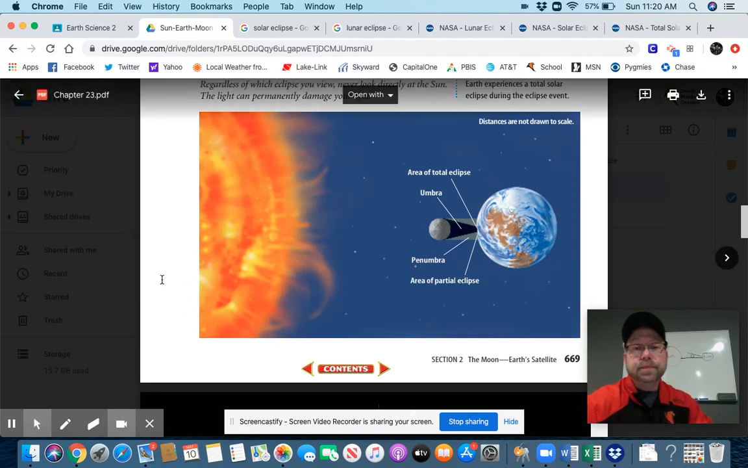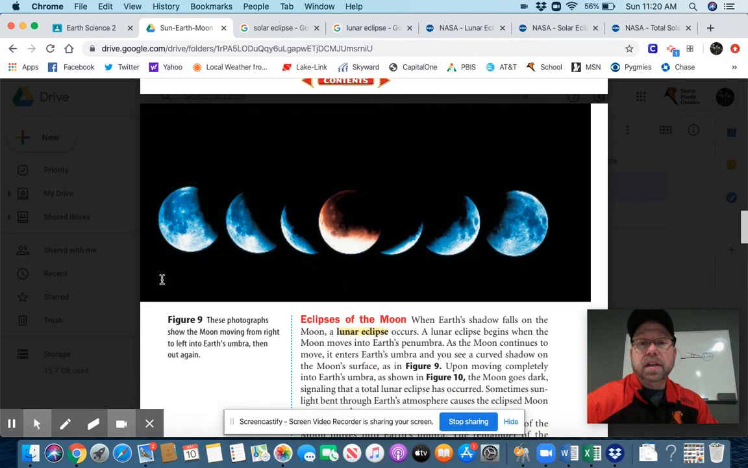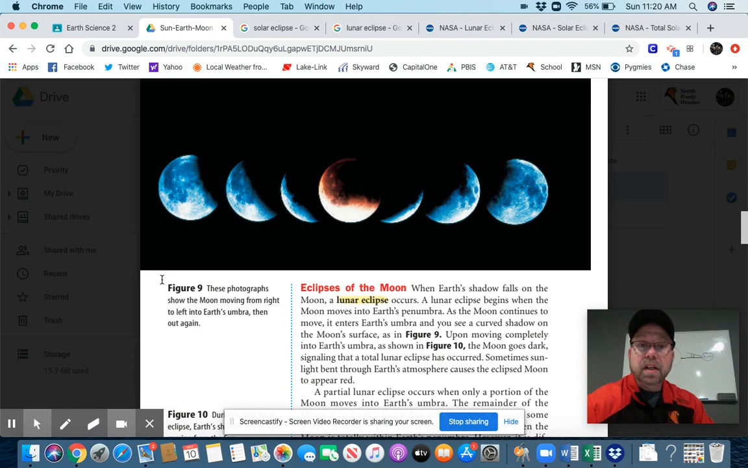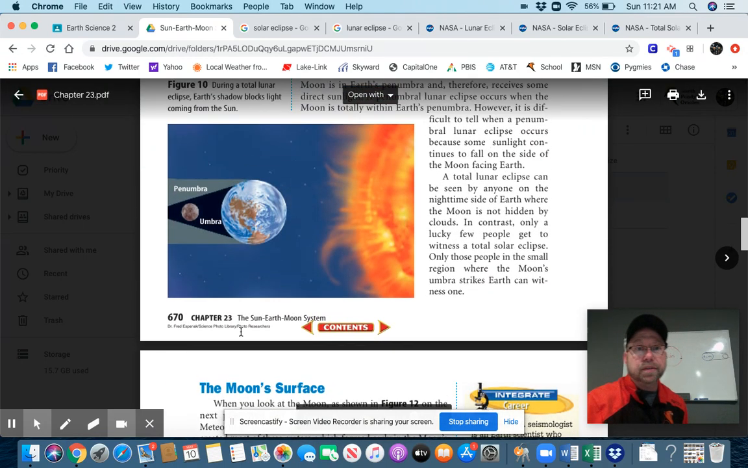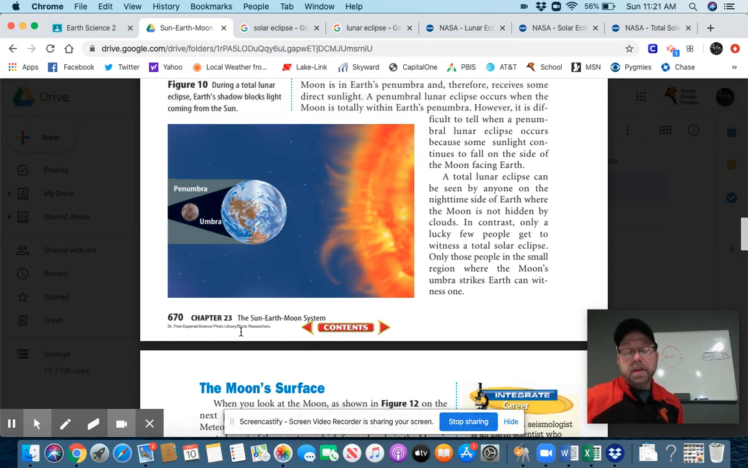All right. The other type of eclipse is a lunar eclipse, and that is a different situation altogether. That is when the moon is on the opposite side of the Earth from the sun, and it lines up, and the Earth's shadow completely covers the moon. All right. I'm sure I've got a picture in the book right here. There we go. Now, of course, the Earth is much bigger than the moon.